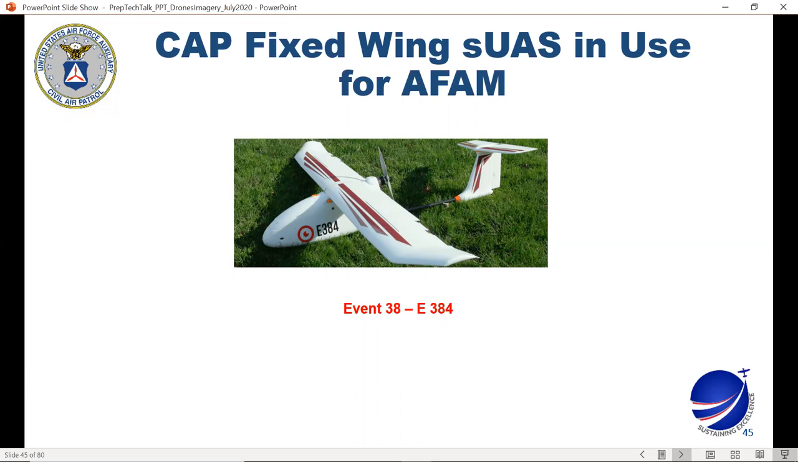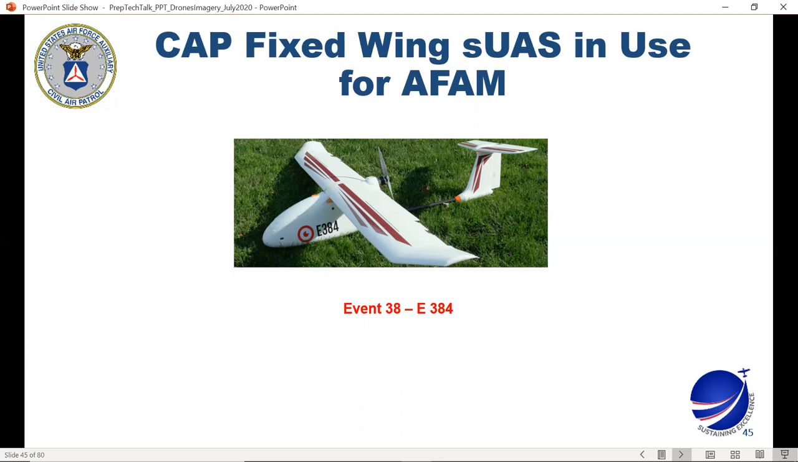our customers. This is an Event 38 E384. It is a fixed wing aircraft with a stay time of about 90 minutes overhead. It's equipped with a Sony R10C mapping camera that can map 1,000 acres on one battery. We also have the E386 variant that is parachute equipped that allows us for flight over people waiver.